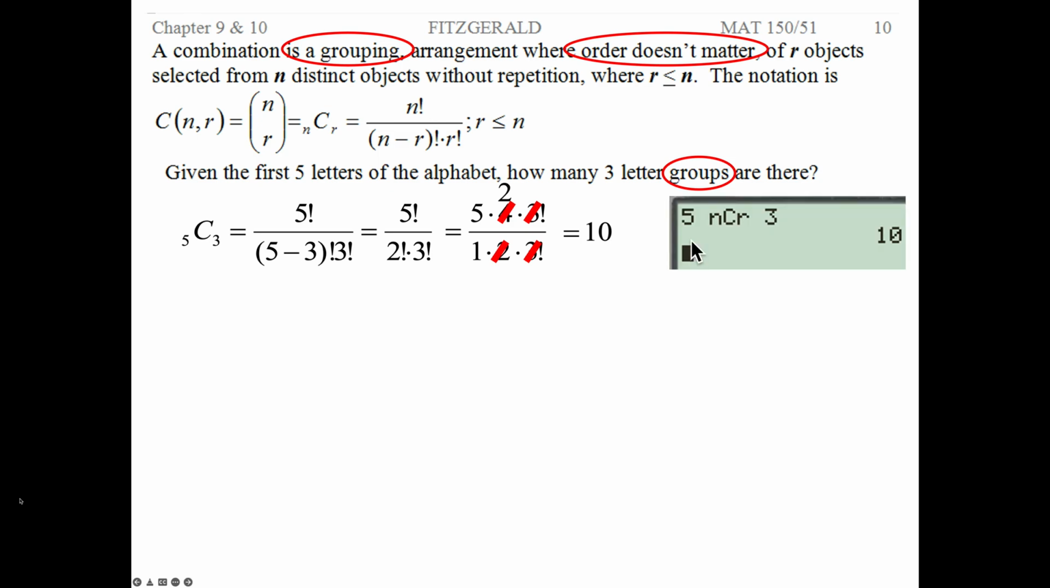And again, we can do this on the calculator. Older calculators, again, you have to type in the 5 first. Math, go over to probability, choice number 3 for the combination. Type in the 3, and there's your answer.